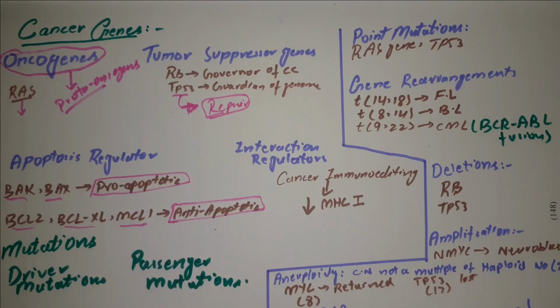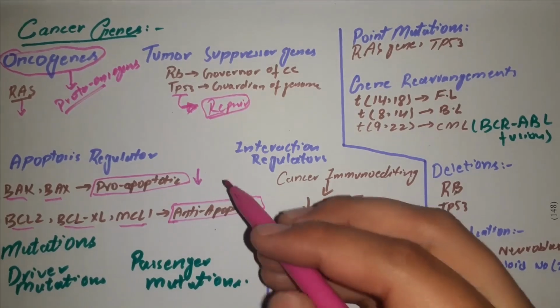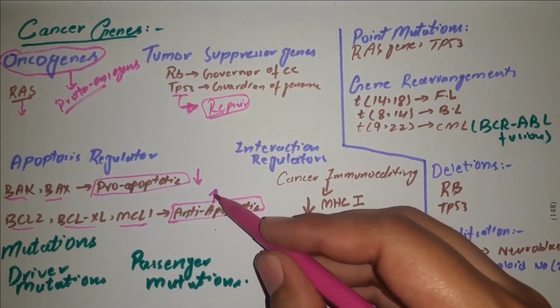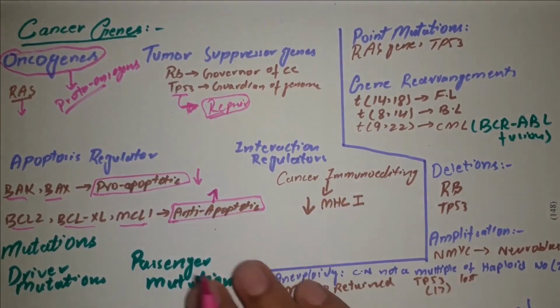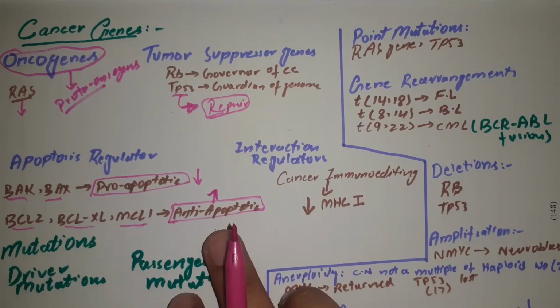What happens in cancer cells? In cancer cells, the activity of BAK and BAX is down-regulated. However, anti-apoptotic factors are up-regulated. And when they are up-regulated, they lead to continuous cellular survival, and the cell becomes resistant to apoptosis.